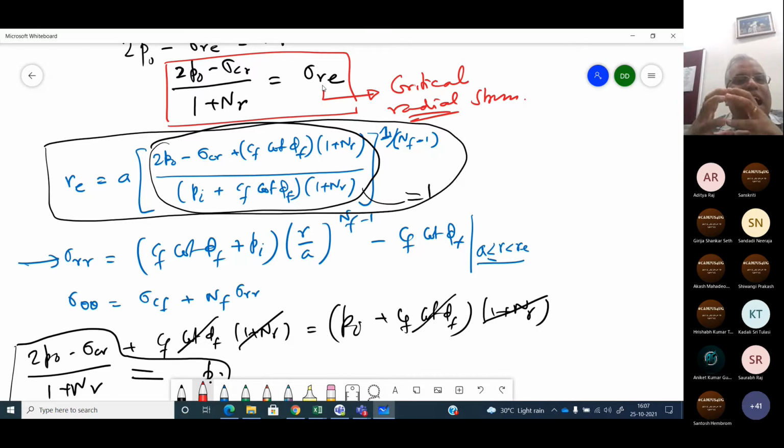In other words, I can stop the failure process right there. It will not happen. So that's why it is called a very critical radial stress. If you give a Pi below that sigma Re, you are asking for failure. And if it is that value and above, then you have completely stopped the failure process. That's why it is called critical radial stress.